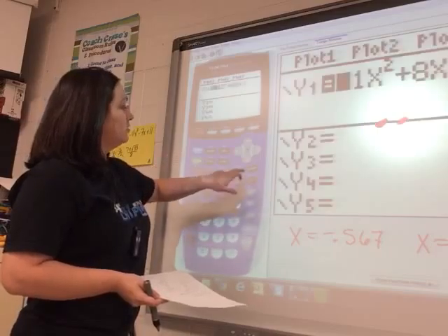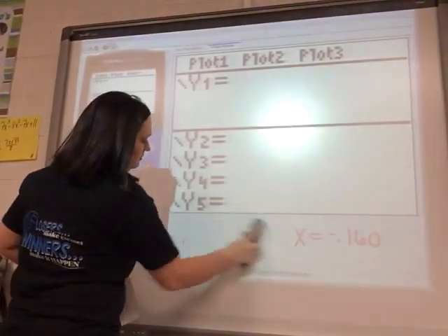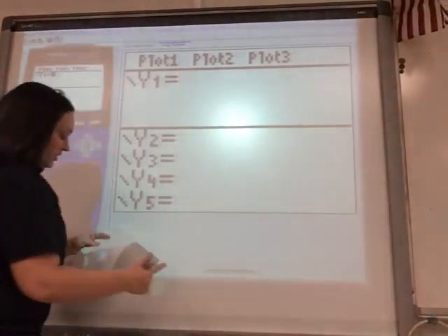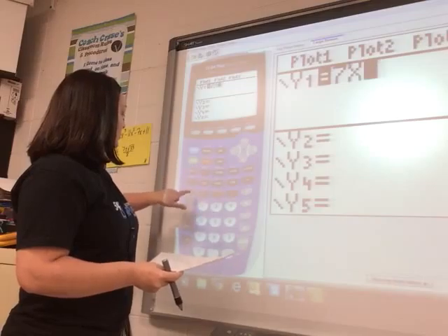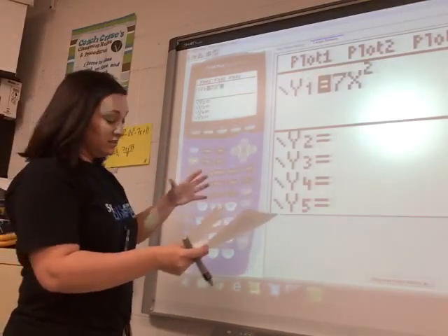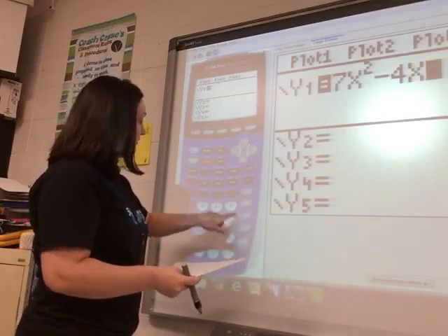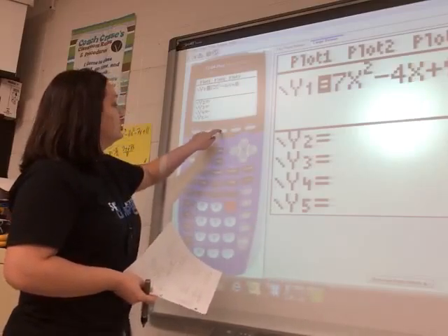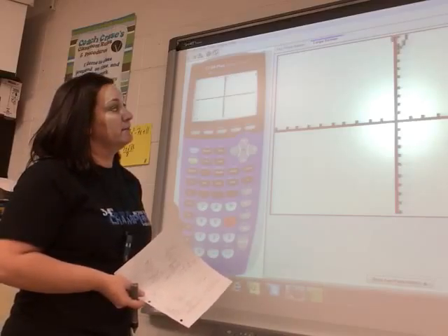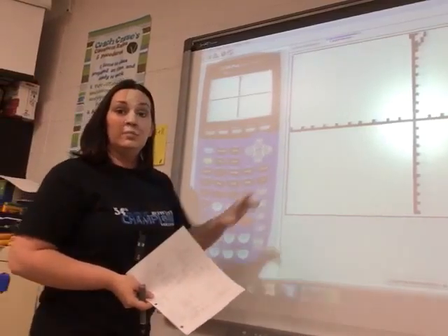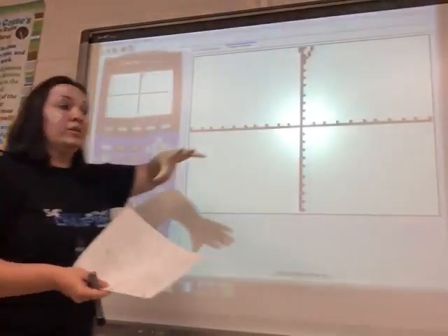Go back to y equals. Let's take this quadratic out. Let me wipe my screen off for a second. Okay, let's put in there our new quadratic, which is 7x squared. I know it's m's, but you have to use x's. Minus 4x plus 9. Let's zoom 6 to go back to a standard window and see what our graph looks like. And you may think you don't see it, but it's right here. It's up here hidden. Okay, we can fix our window so you can see it better.